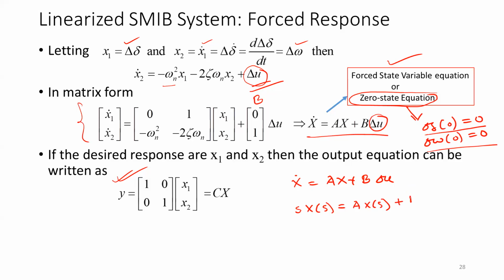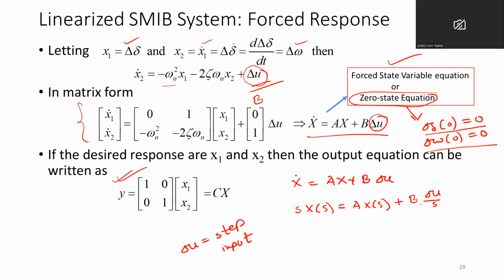Okay, fine. Then it will be B times del u by s. There has to be a reason why it is del u by s, because we were assuming that this is nothing but a step input. If we have a step input, the Laplace transformation is del u by s. So we'll assume that this is nothing but a simple step input.